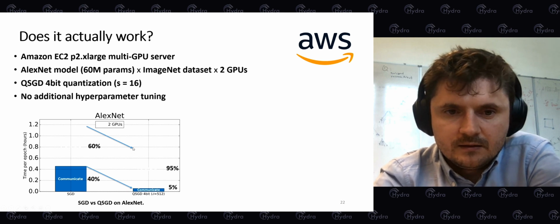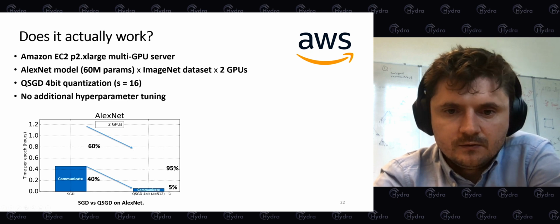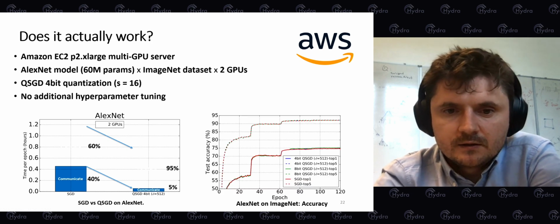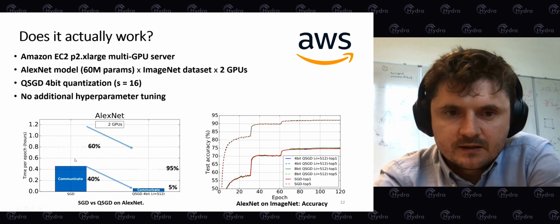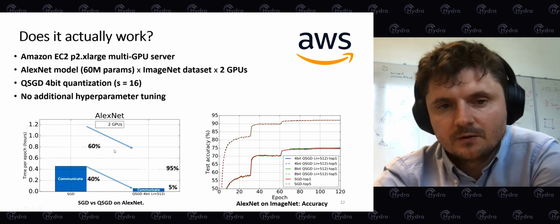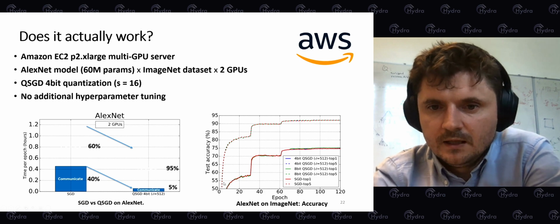So from 60 to 40 in terms of compute to communication, we go to 95% to 5% in terms of the ratio between communication and computation. This results in a speedup of almost 2x, a bit less than 2x, on just 2 GPUs. Okay, we'll see some experiments on a larger number of GPUs soon.